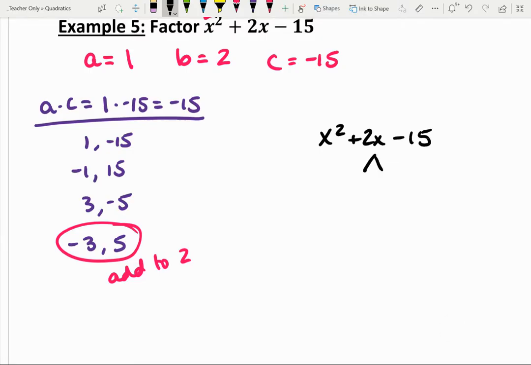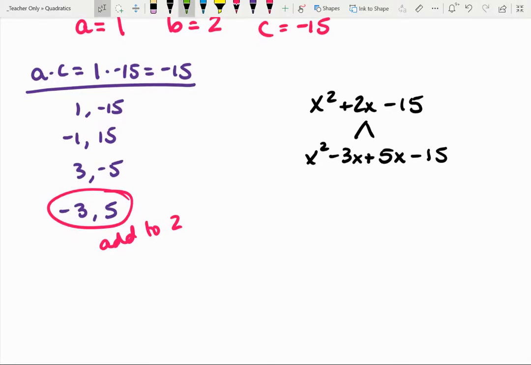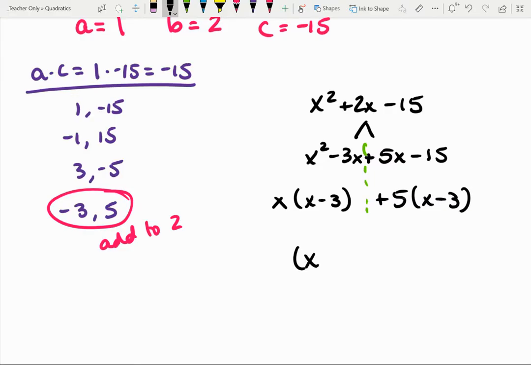And when we split up that 2x into negative 3x and a positive 5x, then all we have to do is factor by grouping. So checking out those pairs. So we get x times x minus 3 and 5 times x minus 3. So my remainders match. I can pull those expressions out, x minus 3, x plus 5.